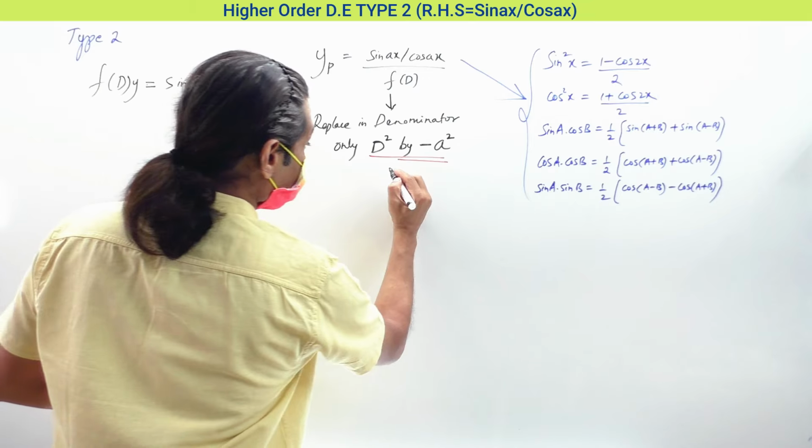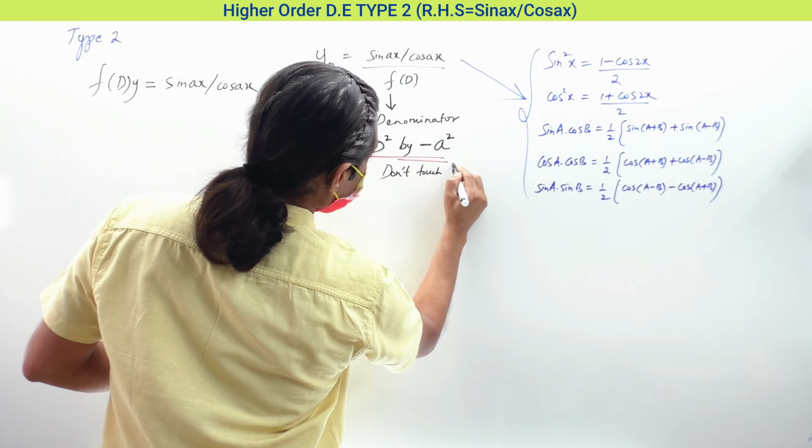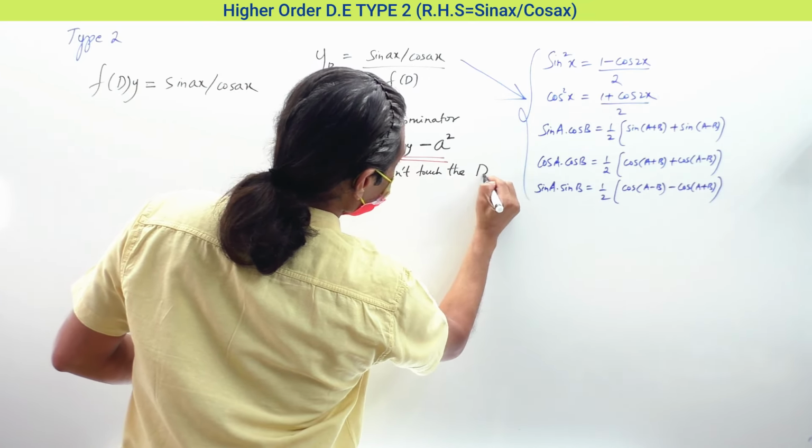And I will again mention, don't touch the D's. In the denominator, replace only D square by minus a square. Don't attempt to touch the D's. So, when you replace the denominator by minus a square, that means even if you have D cube, write it as D into D square. Only replace D square. In place of D square, put minus a square.